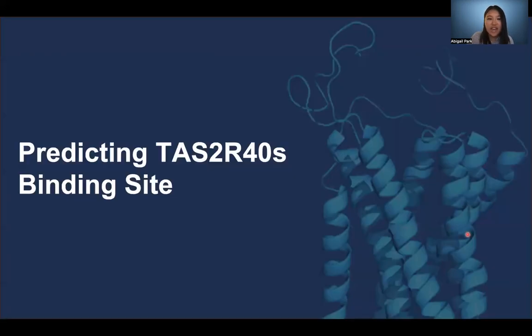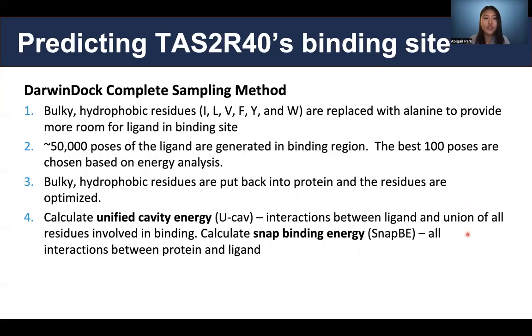And so now that I have the structure of TAS2R40, I'll be moving on to how we predicted its binding site. The method we use is called the DarwinDock complete sampling method. First we take all the bulky hydrophobic residues and replace them with alanine, so we have more room for the ligand in the binding site. Then we generate a ton of different poses, around 50,000, in the binding region, and select the best 100 poses based on energy analysis.